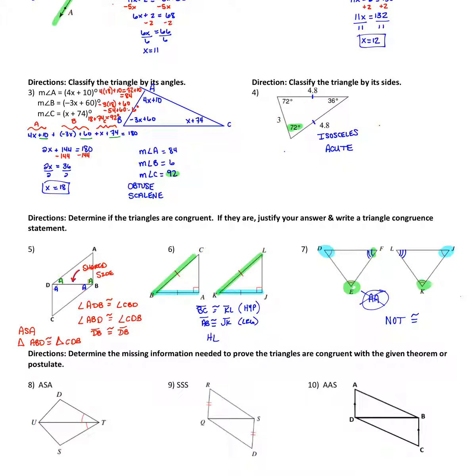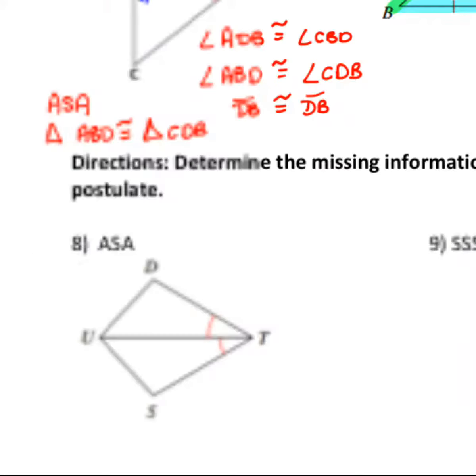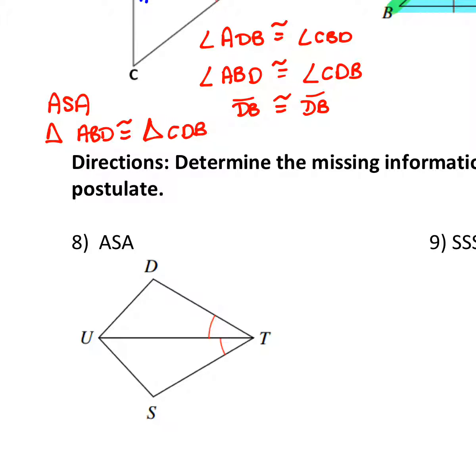For numbers 8 through 10, they want us to determine the missing information needed to prove that our triangles are congruent using the given theorem or postulate. I love these types of questions. So basically what they've done is they've given us two triangles, DUT and SUT, and they want us to make these congruent based on angle, side, angle.